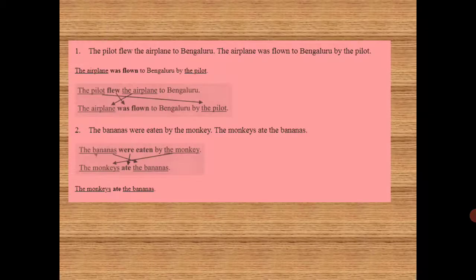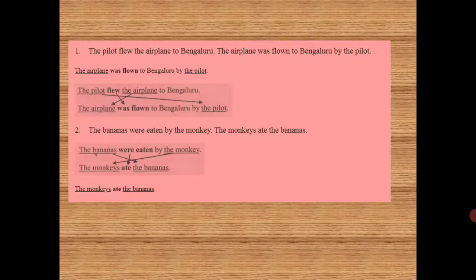So from our textbook, the pilot flew the airplane to Bengaluru. What should happen? The airplane was, because the verb flew is the past form, so we use was. What's the verb third form for flew? Fly, flew, flown. So the answer is: the airplane was flown to Bengaluru by the pilot.